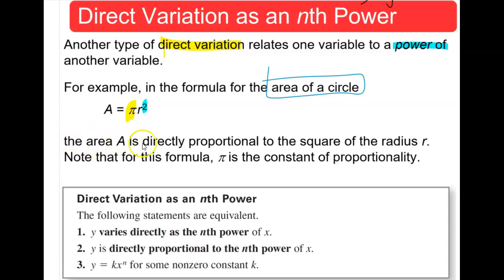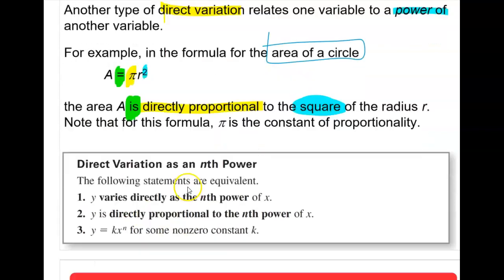So the area is directly proportional to the square of the radius. Here, the first variable that is mentioned is the one that goes before the equal sign. And I guess if you see words like is or was, that will be the equal sign.